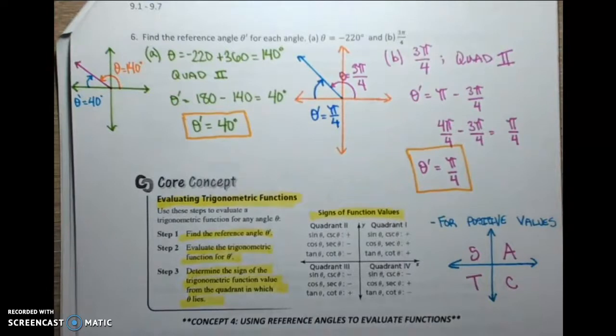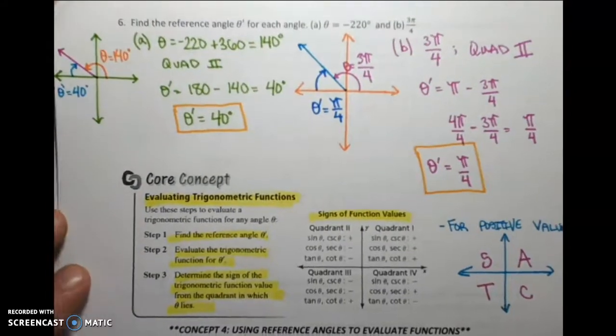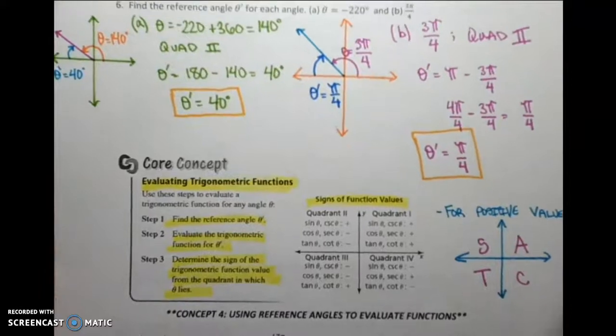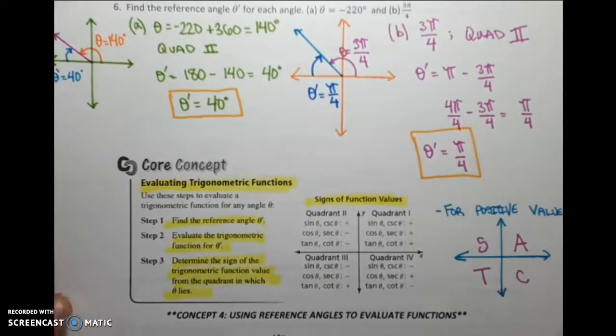Okay, 6a, your reference angle is 40 degrees, and then 6b, your reference angle is pi over 4. Take some time to look through that. I am actually going to keep on going, so pause if you need. Alright, here we go.